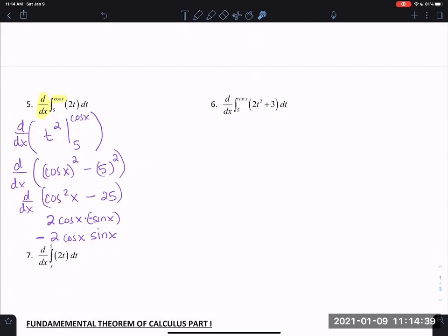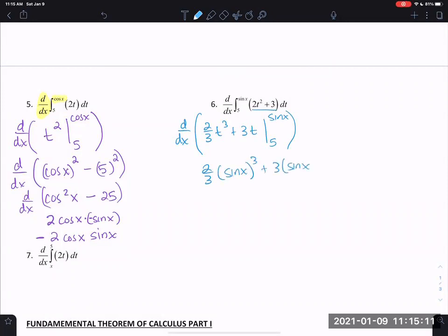I am actually going to go ahead and do this one as well the long way, just to be sure we're following along. So the antiderivative of 2t squared would be 2/3 t cubed plus 3t. We're going from 5 to sine x. All right, so 2/3 sine x cubed plus 3 times sine x minus 2/3 5 cubed plus 3 times 5. Again, it's just that constant. And I think I needed that one in a d dx. Okay. So again, just a constant. So when I go to take the derivative, it's going to zero out.